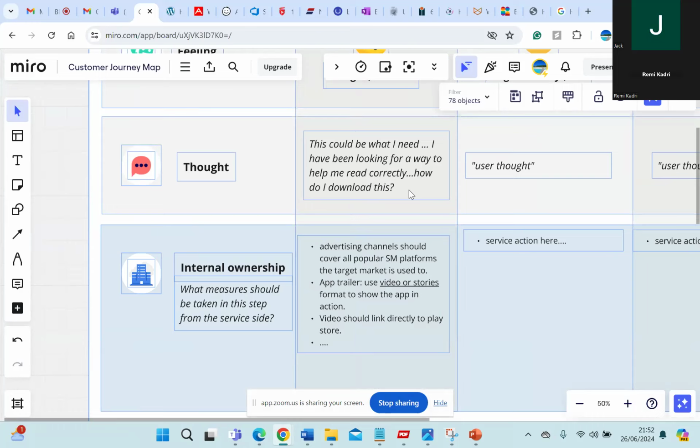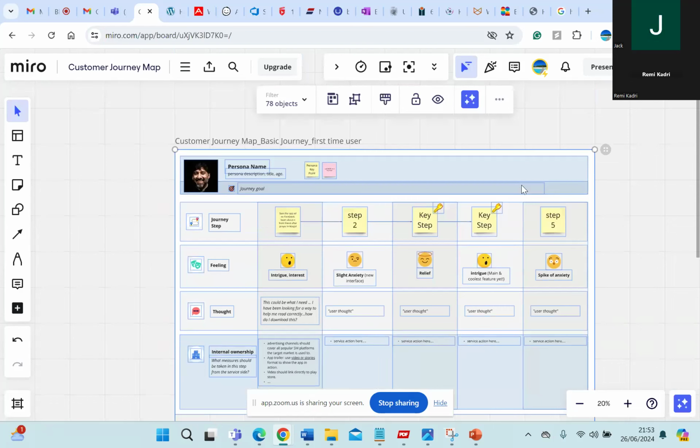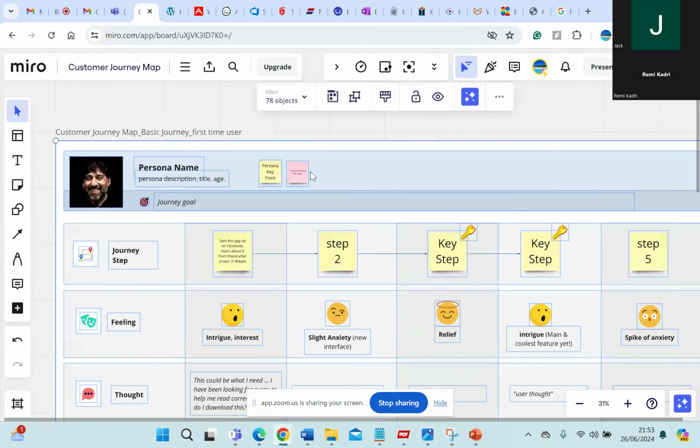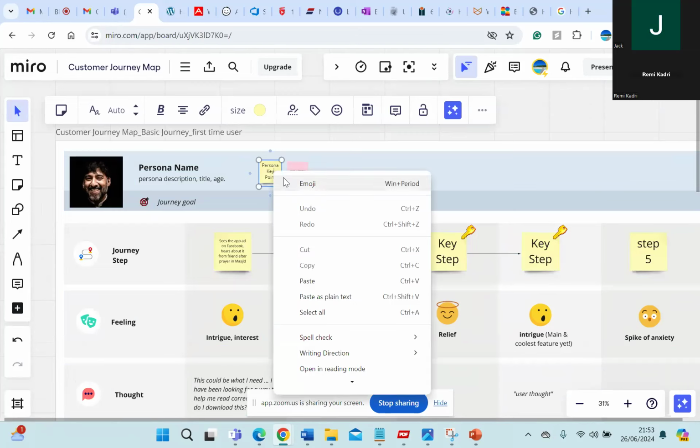It's already giving you ideas on how to fill some of these things. Also, what's the user thinking, all those sorts of things. So this is just one format. There are loads of others. So again, if you're collaborating with people, you can get them to get a post-it note.